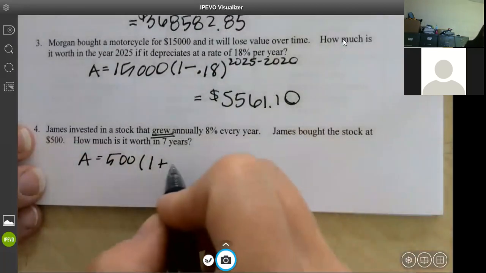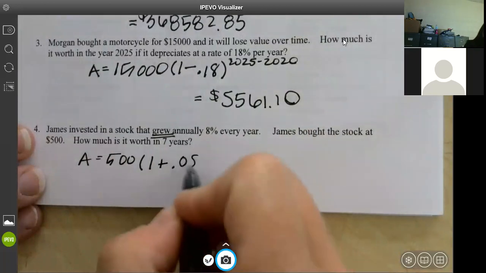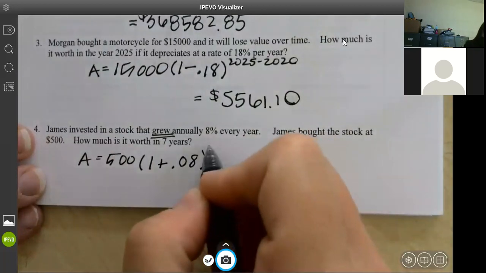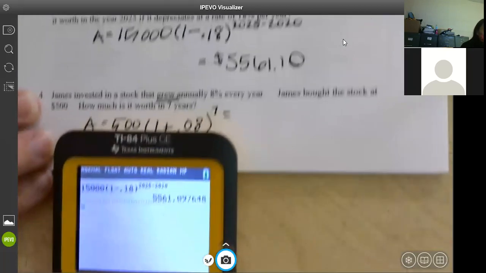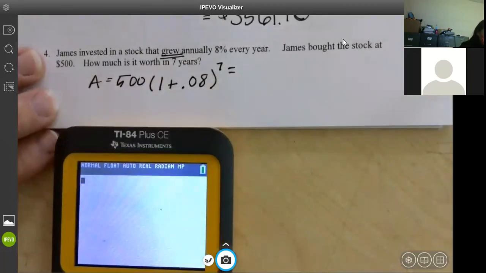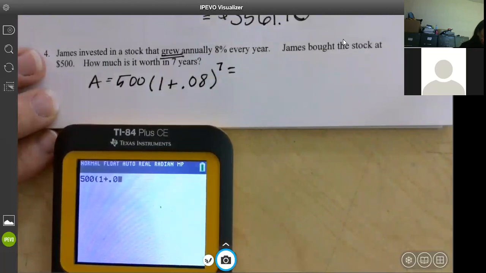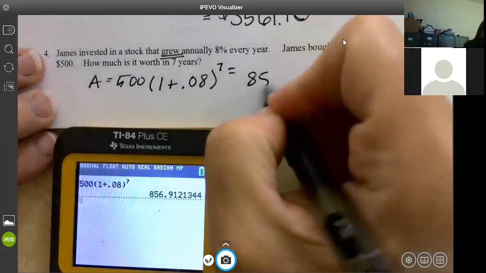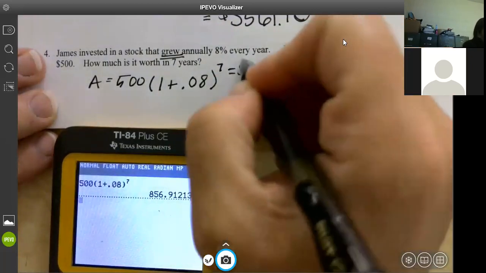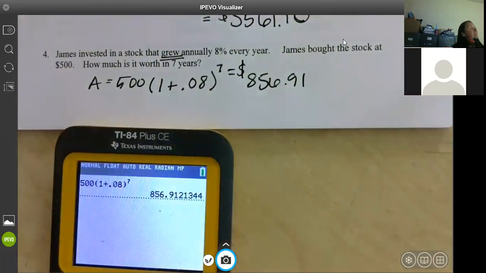Percent? 0.08. And how long are we doing it? 7 years. Put that in your calculator. 500, 1 plus 0.08 to the 7. And we get 856.91. Any questions?